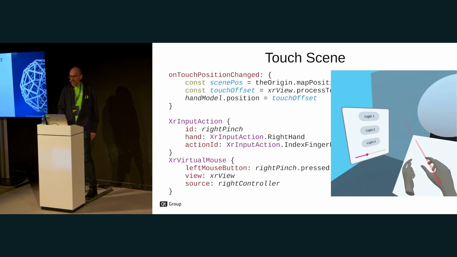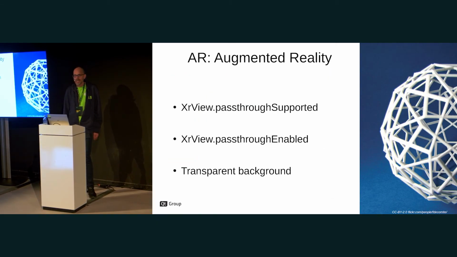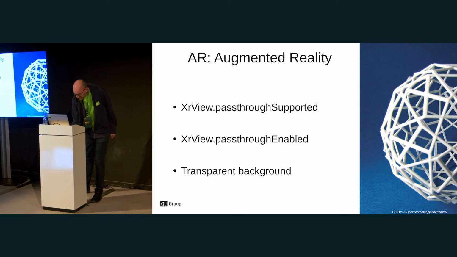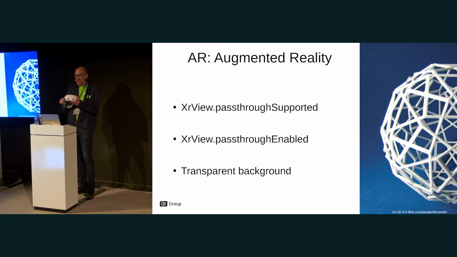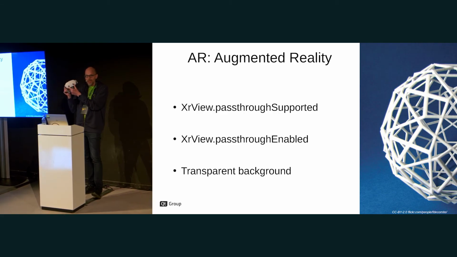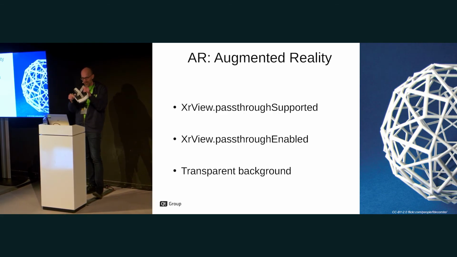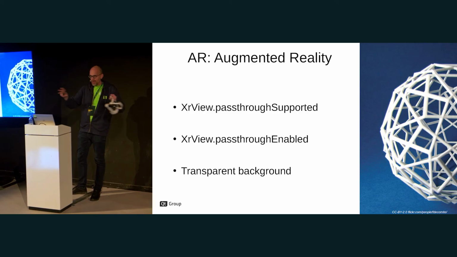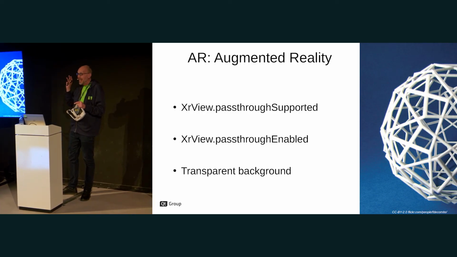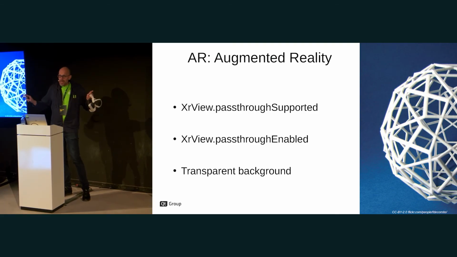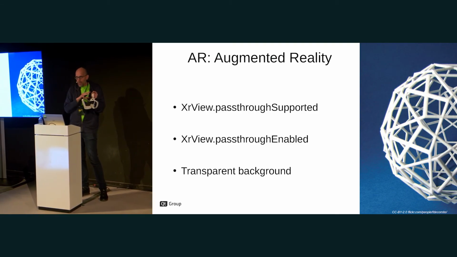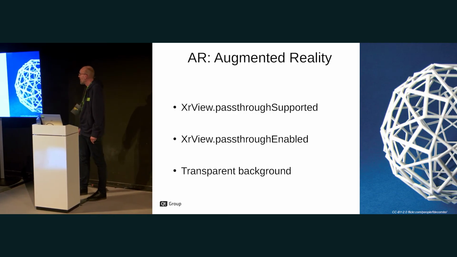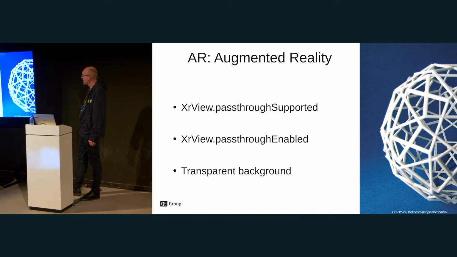Now let's move on to augmented reality. Most headsets these days have cameras on the front. They will show on the screen a view of the world around you, and then the scene that we draw is just painted on top of that view. This is called pass-through. So there are just a couple of very simple APIs to do this.